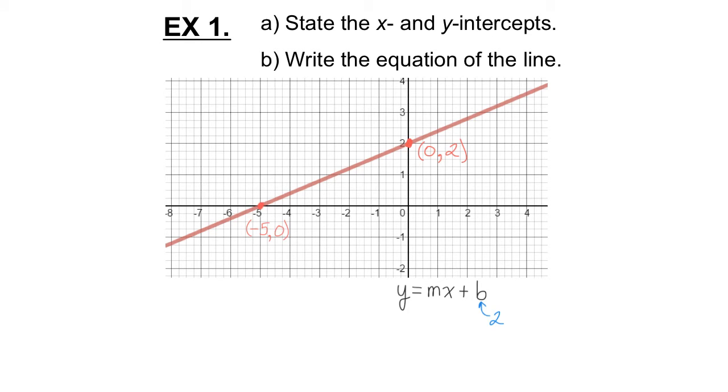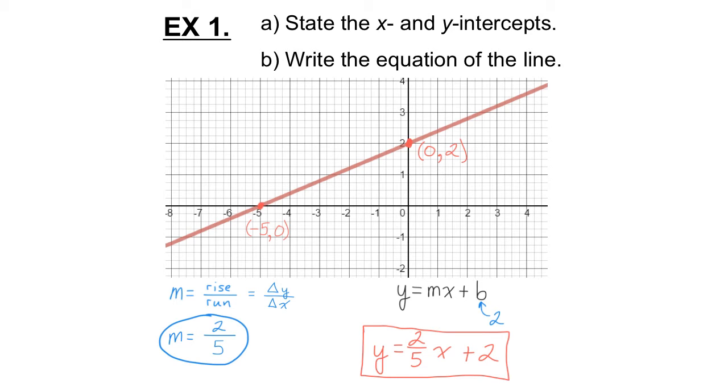But what's the slope? What's m? Well, we can figure that out using our 2 points. Slope is rise over run, or the change in y over the change in x. Well, if we're looking at rise, the change in y, from the x-intercept to the y-intercept, we're going up 2, and for the run we're going over 5. So our slope is 2 over 5. So the equation is y equals 2 over 5 x plus 2.